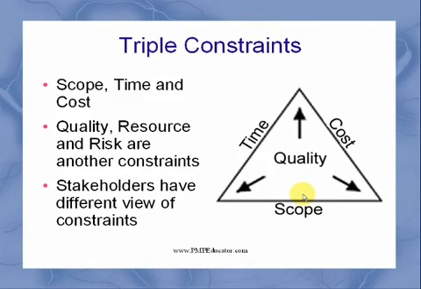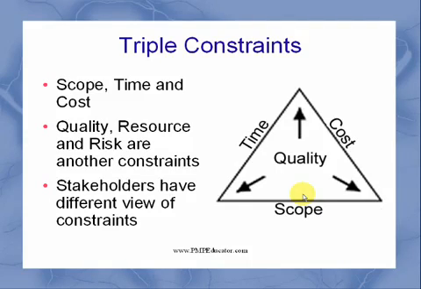Typically in a project, we always talk about the triple constraint. Triple constraint consists of time, cost, and scope. And changing any of those constraints causes a change in the other constraints.